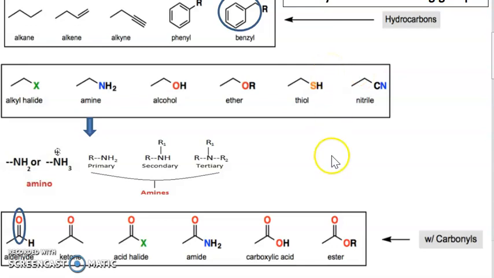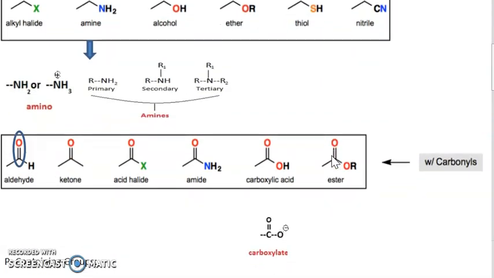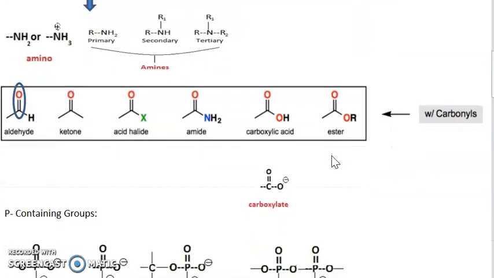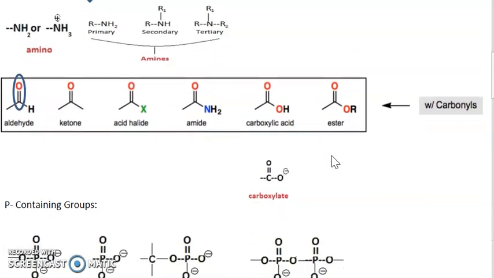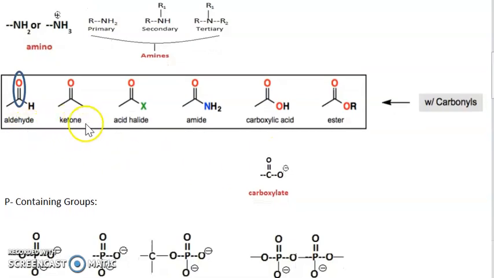Now, there are certain types of functional groups na kung titignan ninyo, may similarity sa structure nila. And these are the aldehydes, ketones, acyl halide, amide, carboxylic acid, and ester. So kung mapapansin ninyo, they all have C double bond O. Yung C double bond O na yan, ang tawag niyo sa group na yan is carbonyl. Okay? So lahat sila ay merong carbonyl group.